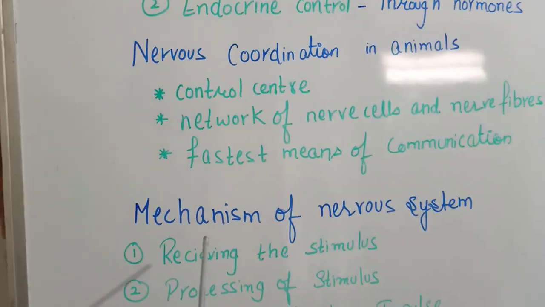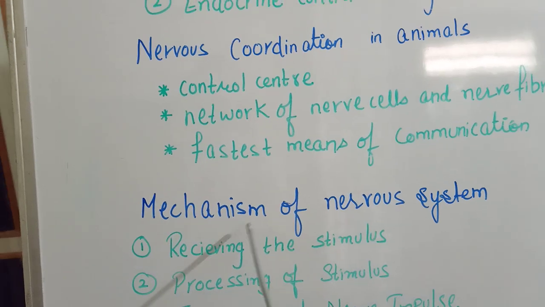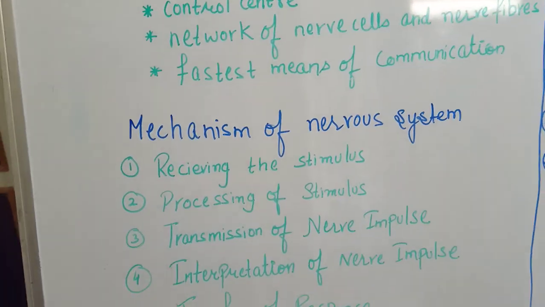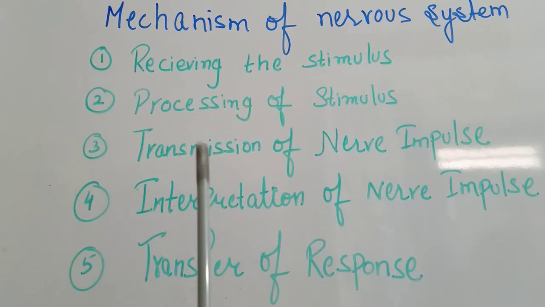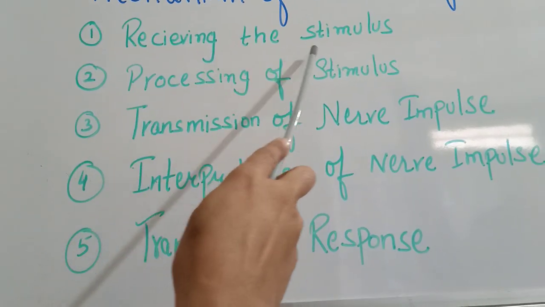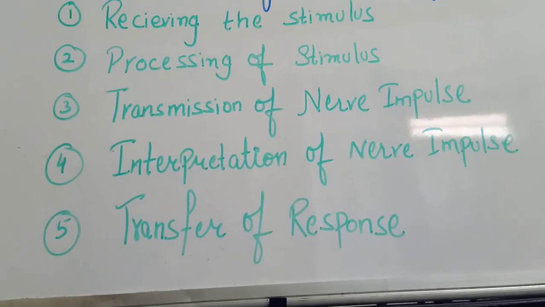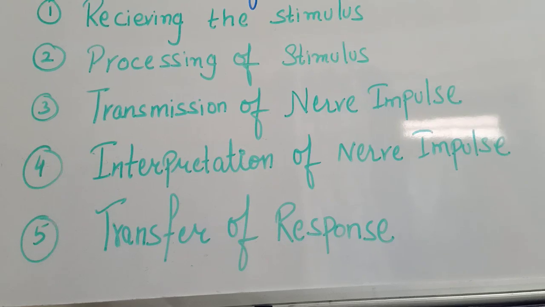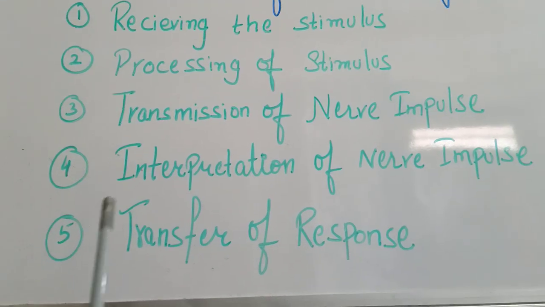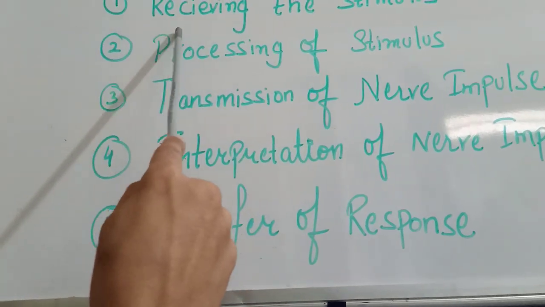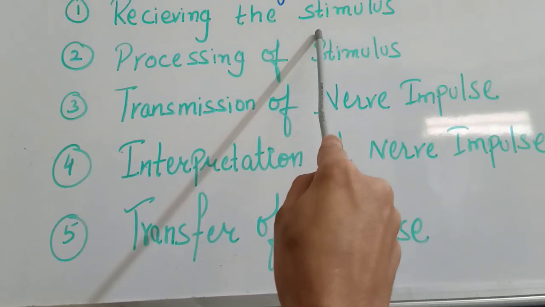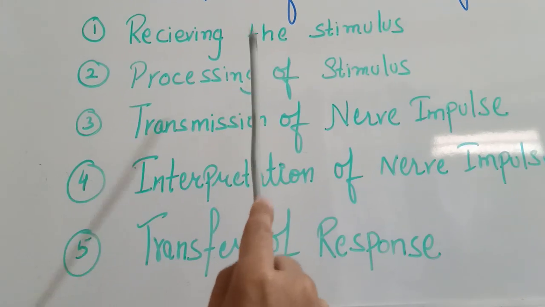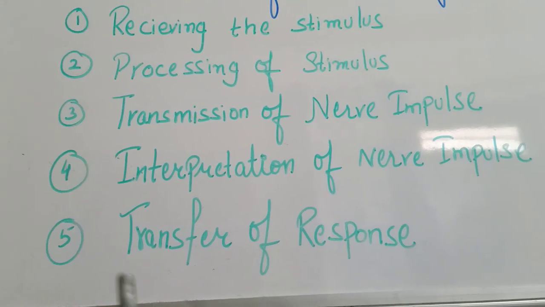Now let's discuss the mechanism of the nervous system. What are the steps in which the body gives a response towards the stimuli? First, receiving the stimulus. The parts of our body which receive outer stimuli are known as receptors. We will discuss that later. Second, processing of the stimuli. The stimuli received from the receptors on our body will be processed, which means they will be converted into a nerve impulse, or an electrical impulse.